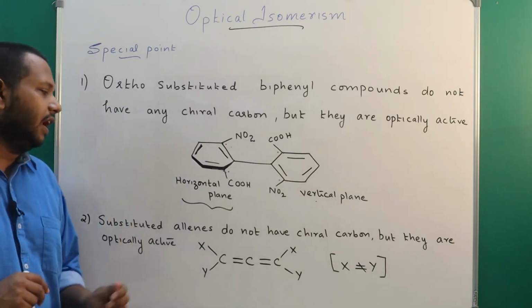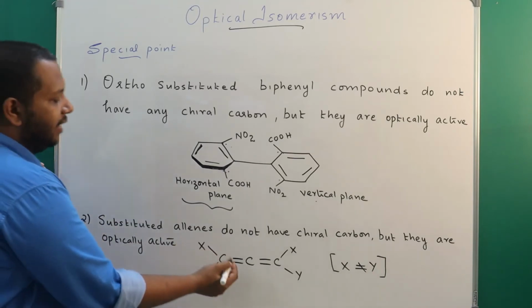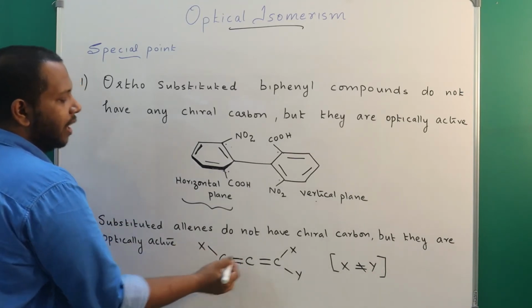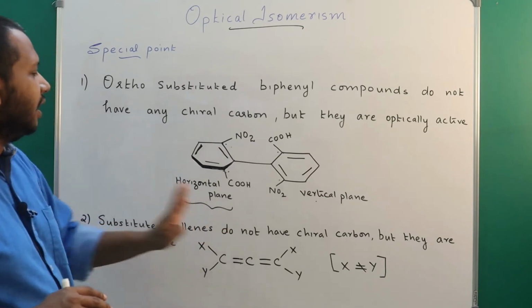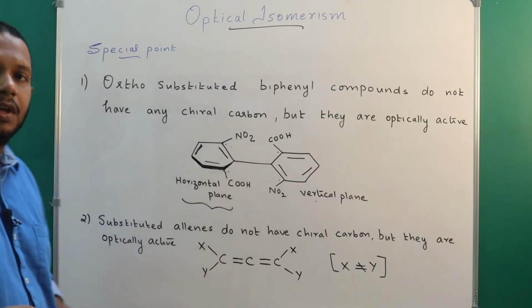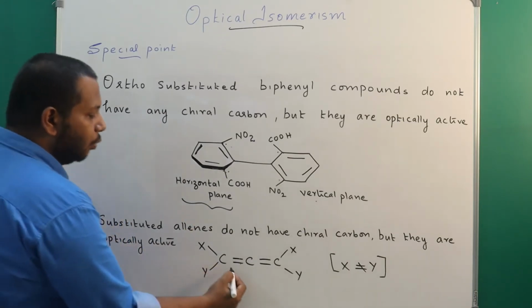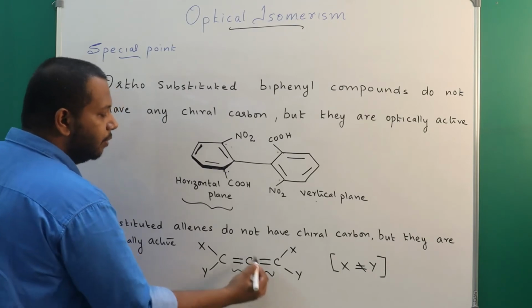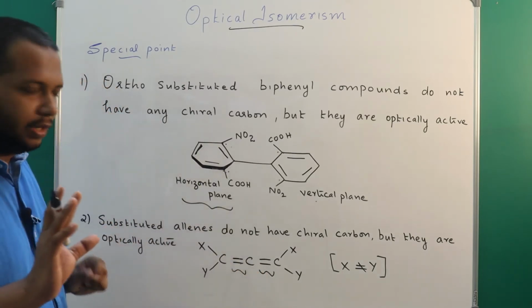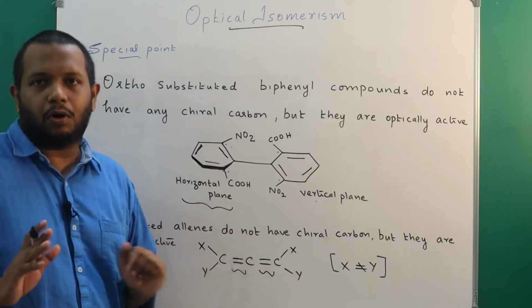Now similarly, another such type of compound is substituted allenes. If you see allenes here, we can see double bonds again. That means the two valencies are the same, and on seeing this we may feel they don't have any chiral carbon atom, but they are optically active. But a very important condition: always count the number of double bonds. This number of double bonds should be even. It should not be odd. If they are even, then only they will exhibit optical isomerism.